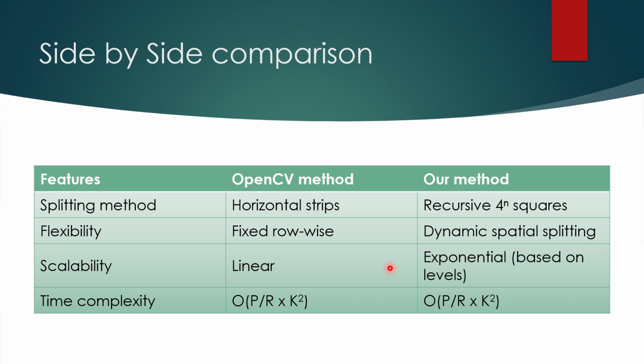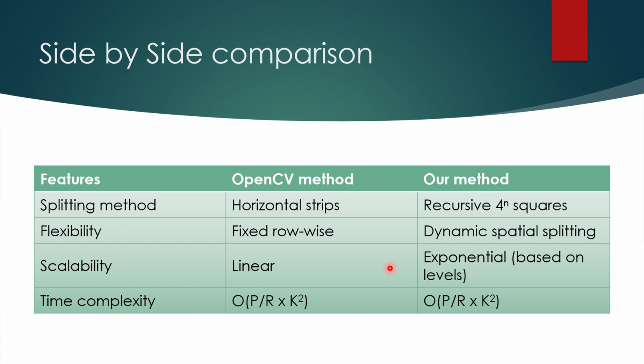So the time complexity for both the OpenCV method and our method is basically the same. P represents the total amount of pixels in the whole image. So we have a 20 by 20 image, which means we have 400 pixels in total. R represents the number of threads we're using. Basically, if we have 400 pixels and we are using 4 threads, that means each thread will then be processing 100 pixels.